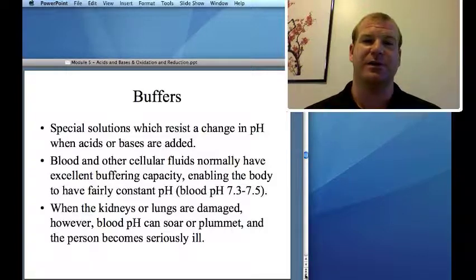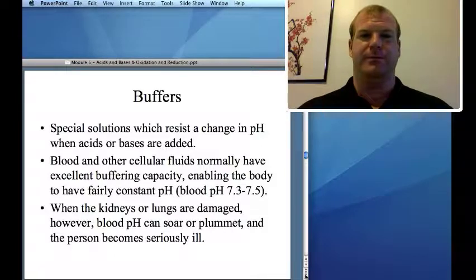But how do you get your blood pH to go down? It's real simple. Hold your breath. Hold your breath, and your blood will start to become more acidic.